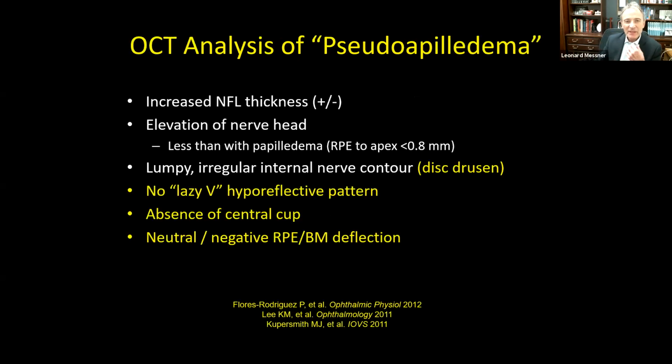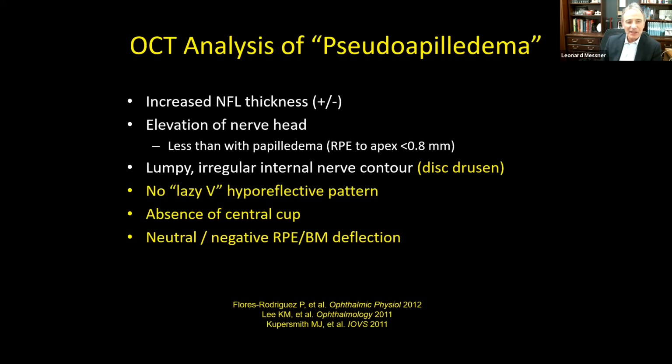So that's OCT in the setting of papilledema. I want to shift gears now and talk a little bit about the OCT analysis of pseudopapilledema. And getting back to my earlier comments, pseudopapilledema is just another way of describing an anomalous optic nerve, in that this is the normal morphology of the optic nerve for a particular individual.